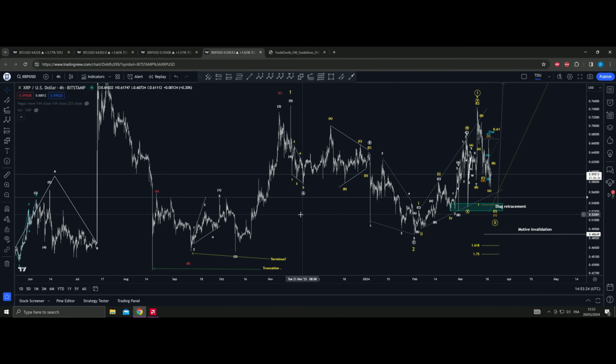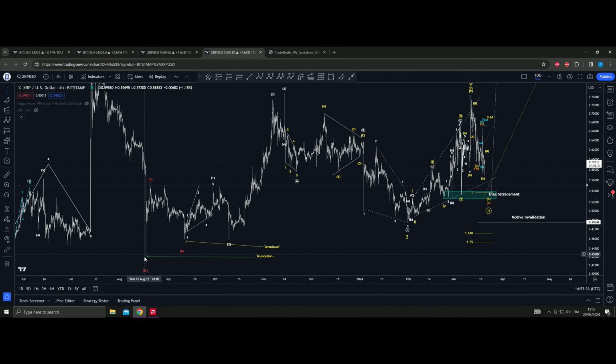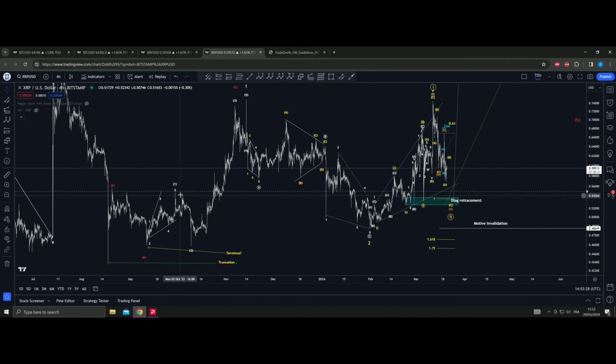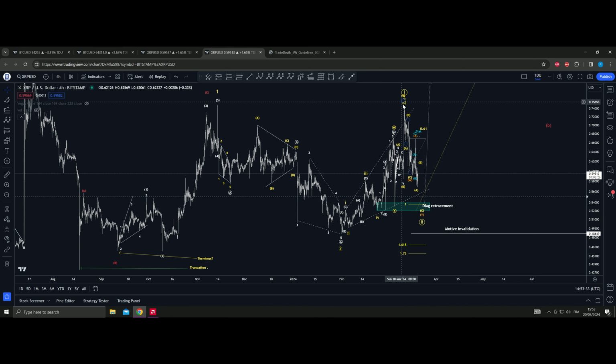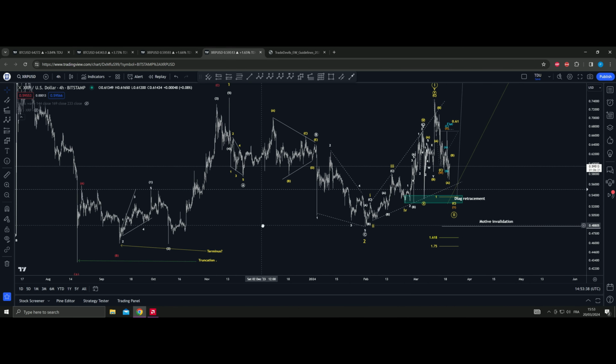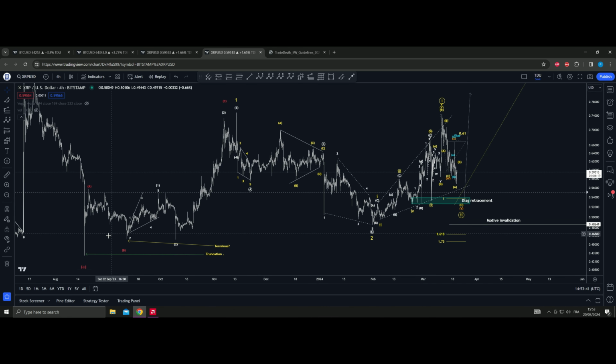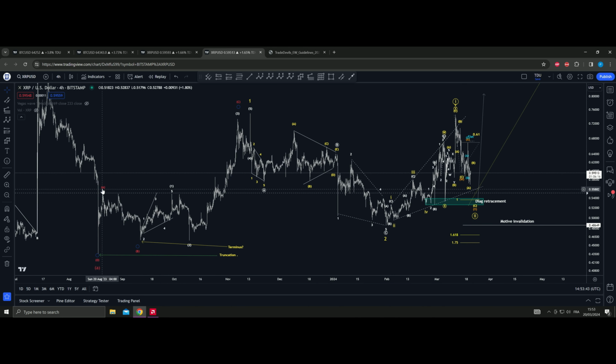Again, if this was a truncation, then we have an impulse, 1, 2, and now a leading diagonal and an impulse and a retracement again. Or we have a wave A, as I said, as an impulsive, and now we have A, B, C, which can be regarded as a zigzag or a flat, whatever you want, because the retracement is good enough. And you have 5 in C.